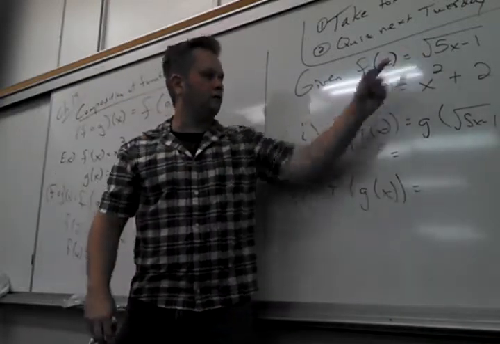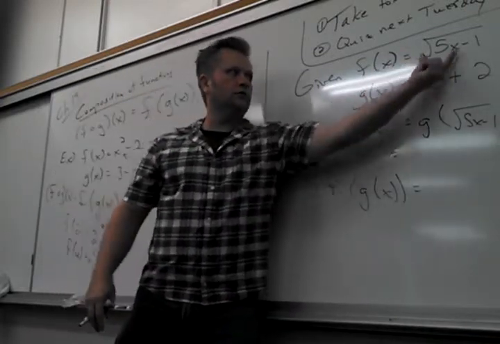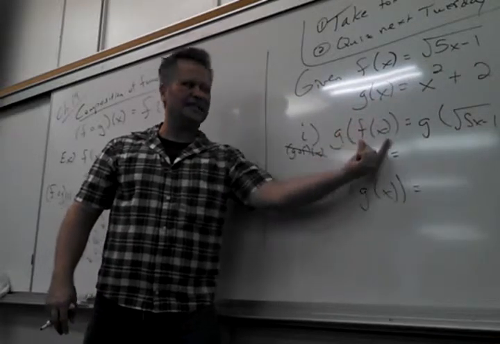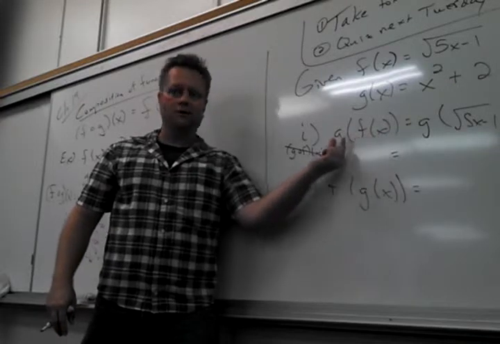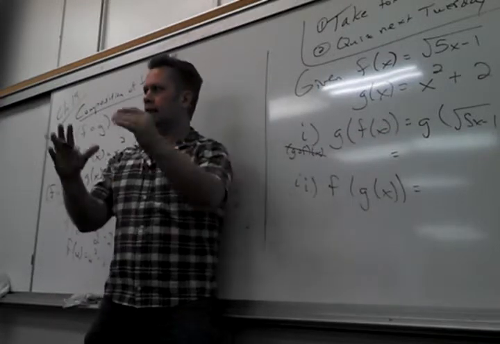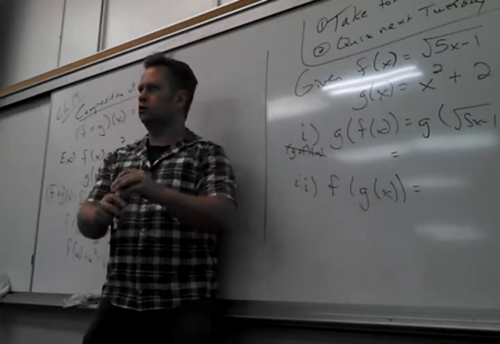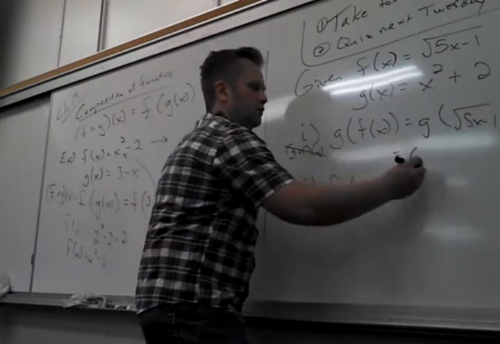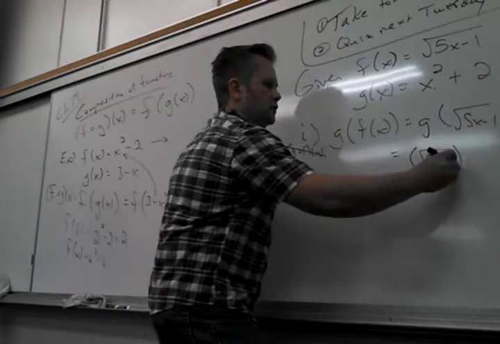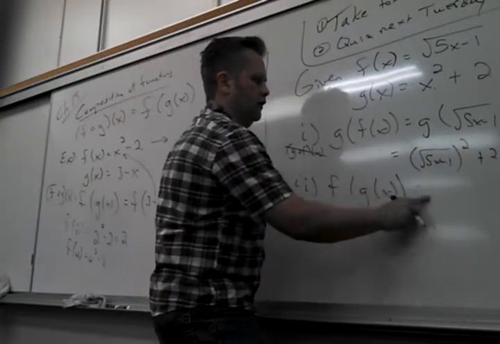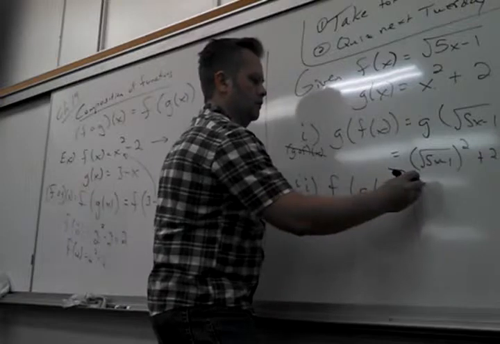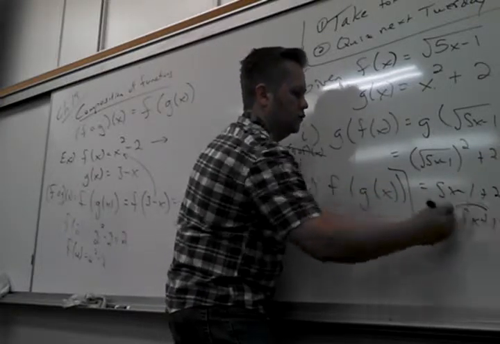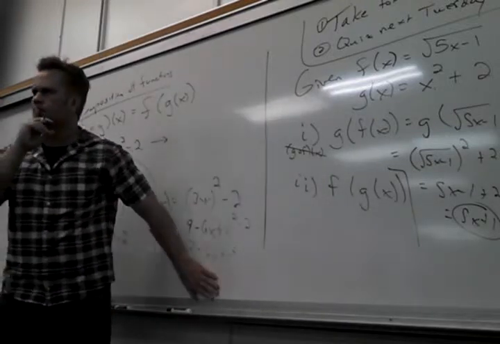So I'm going to take that function. What this says is take that function and plug it into g. Take f, plug it inside of g. Because where is f? It's inside of g. So exactly what the symbol looks like is what it's asking you to do. So plug f into g, and you get root 5x minus 1 squared plus 2. And what's root 5x minus 1 squared? 5x minus 1. So I get 5x plus 1 at the end. Is that cool?